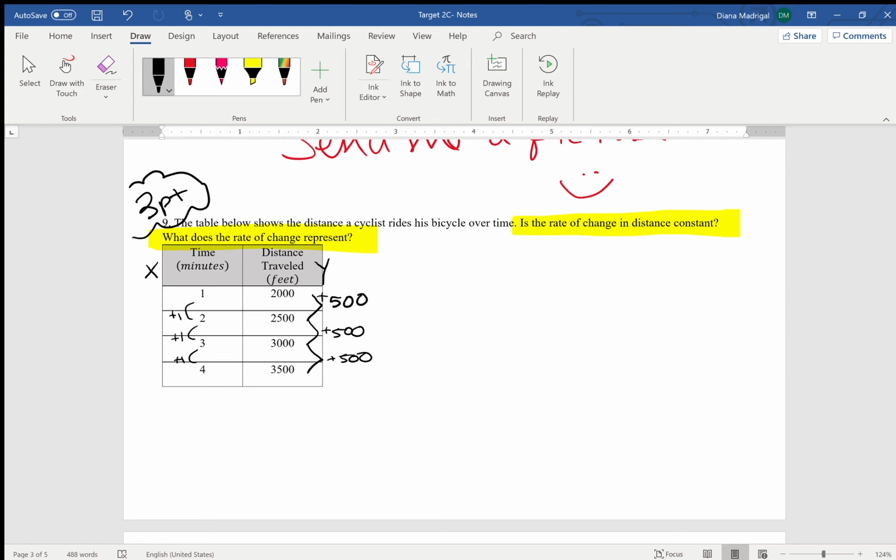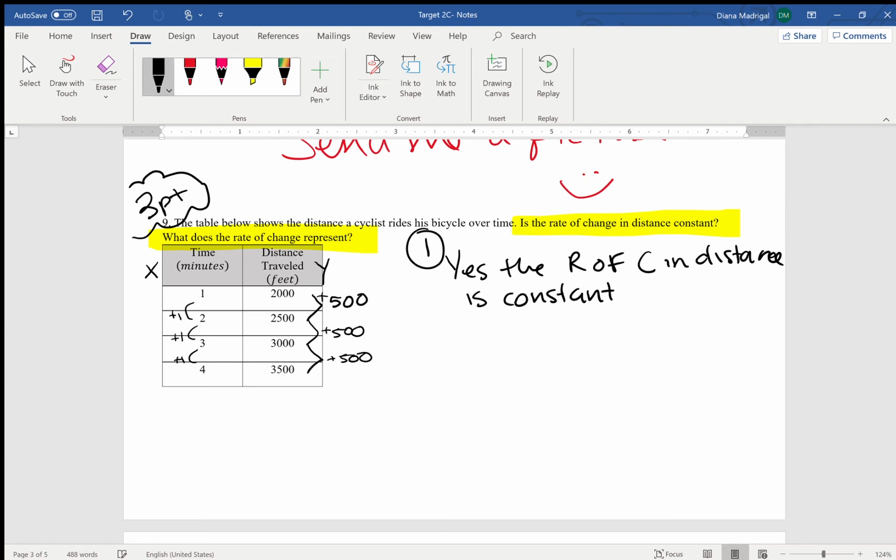So is the rate of change distance constant? What does it mean constant? Constant means that it never changes. It's the same over time, always. So is the distance, the rate of change constant? Yes. The rate of change in distance is constant.